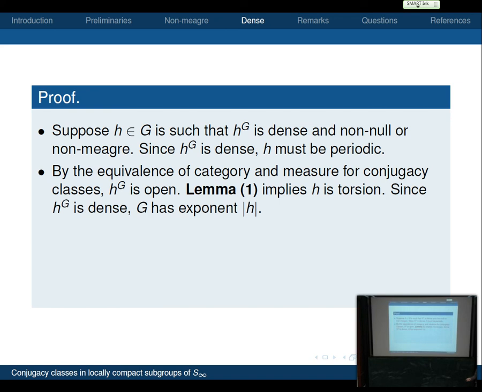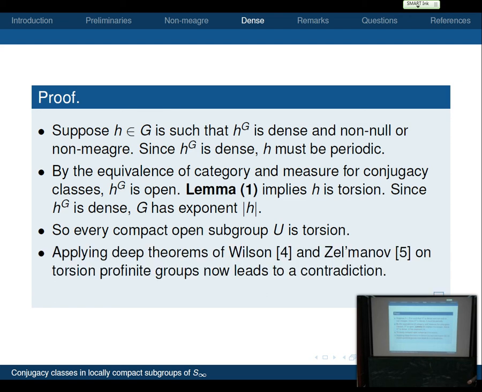So since this conjugacy class is dense and every element has the same order, it implies that G has exponent the order of H, meaning that every element has order which divides the order of H. So every compact open subgroup of U is torsion, but it turns out there's a rich body of work on torsion profinite groups. And so applying two deep theorems by Wilson and Zelmanov on torsion profinite groups, you arrive quite quickly at a contradiction. So in fact, this was the special case that I proved, and then it ended up being the general case.